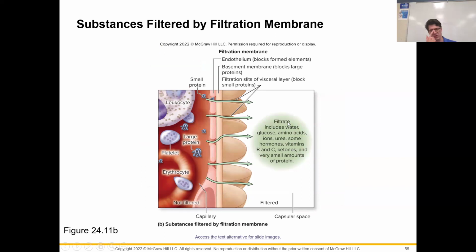So here's our list of things that we're going to find in there. Water, glucose, individual amino acids, ions, urea, which is that waste product we were talking about before. Some of our hormones, because remember, some hormones are those monoamines and things like that. Water-soluble vitamins, so things like B and C. Ketones, and then very small amounts of very small proteins.